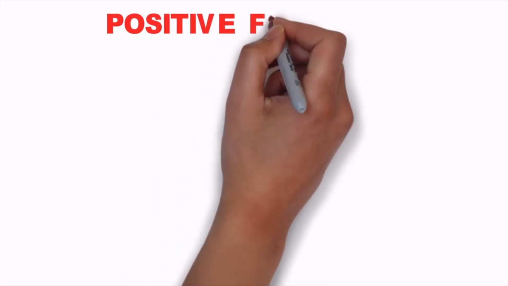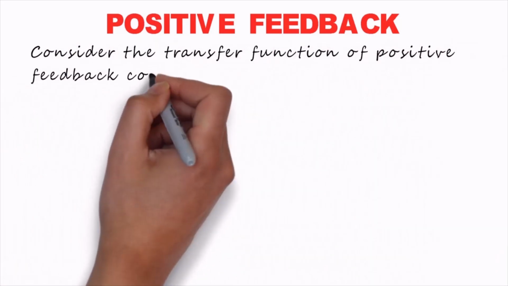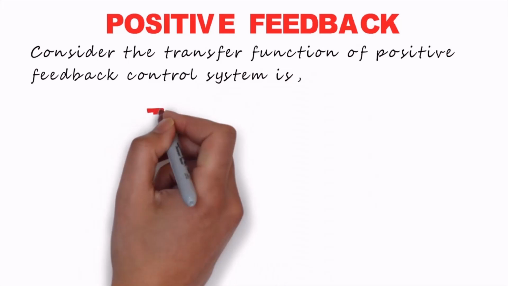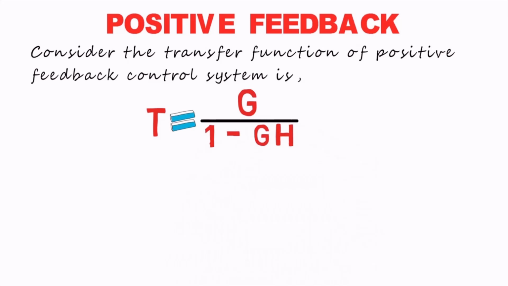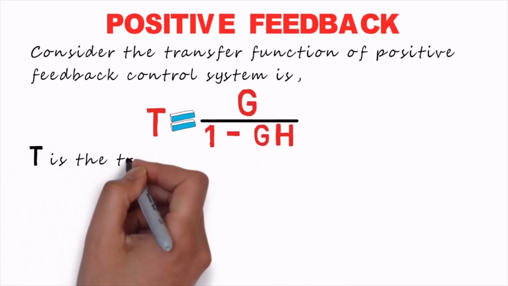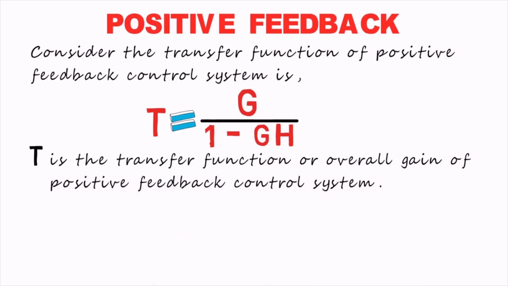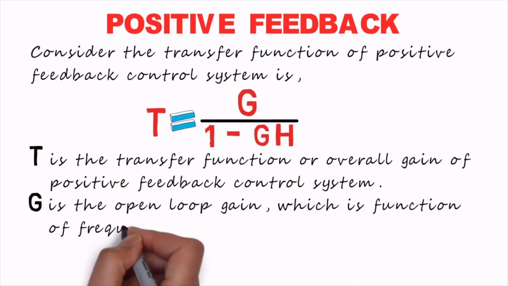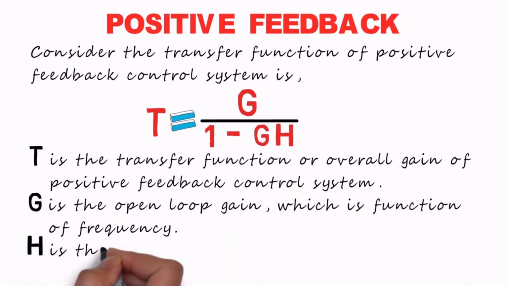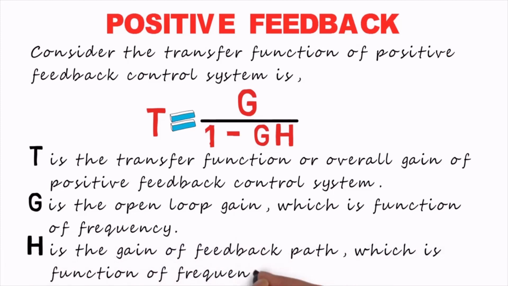Let's study the concept of transfer function in later videos, but for the time being, consider the transfer function of the positive feedback control system, that is T equals G upon 1 minus GH, where T is the transfer function or overall gain of the positive feedback control system. G is the open loop gain, which is a function of frequency, and H is the gain of the feedback path, which is again a function of frequency.